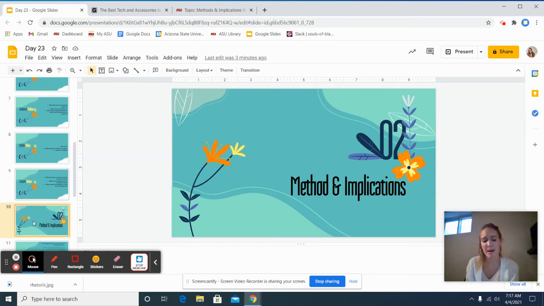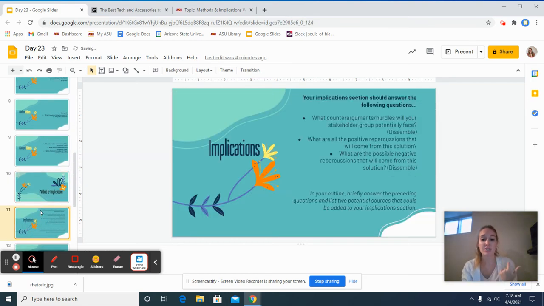So I'm going to talk a little bit about the methods and implications section, because I'm asking that you turn in a little bit of writing from that section. So you have this triangle in mind, and hopefully you were sifting your solution through the modern rhetorical triangle, thinking, how is my solution going to fit into these things? This was in your outline, so I'm just going to fly through this again. The implications, these are the counter arguments, and then the hurdles.